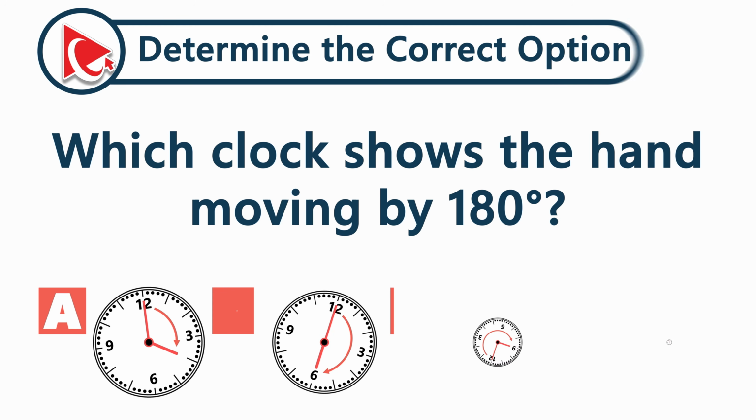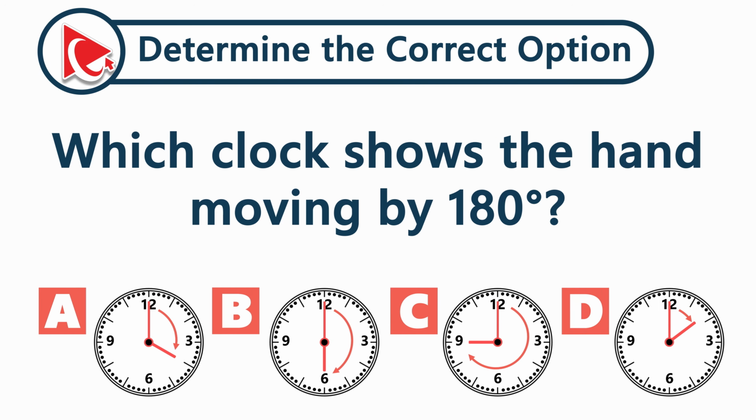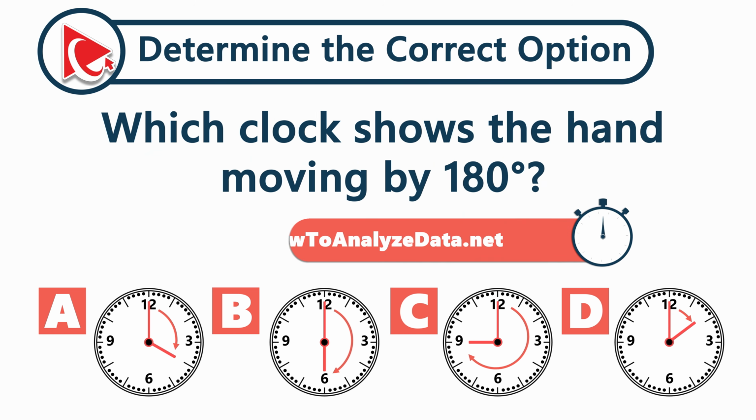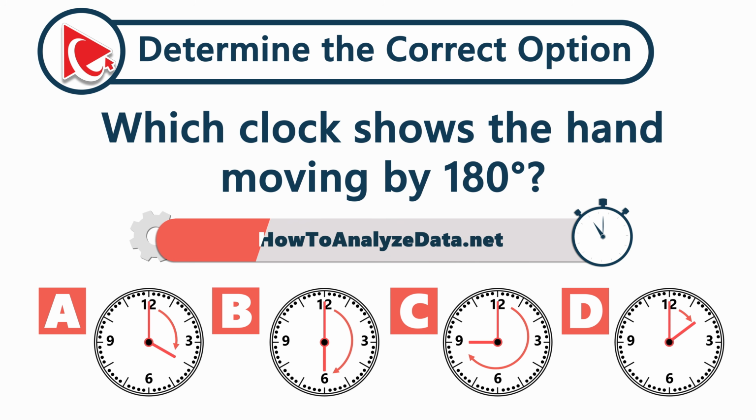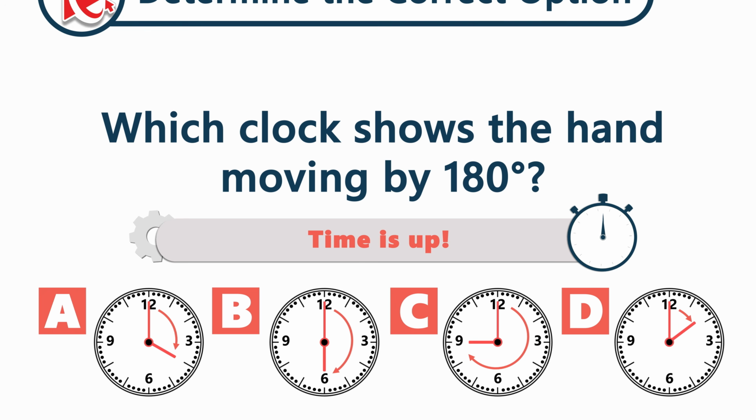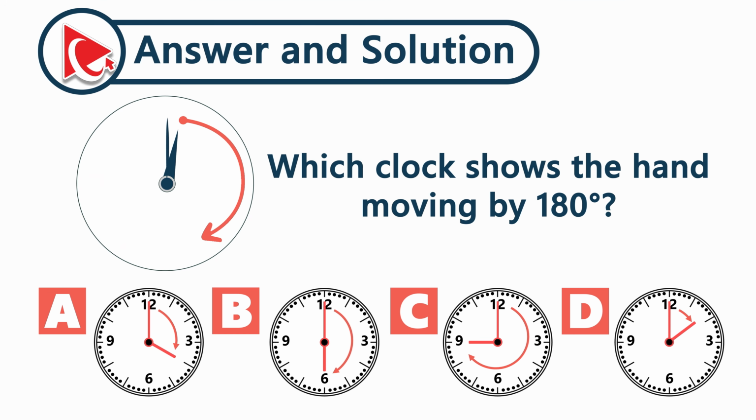You see 4 clocks. In each one, a hand has moved, but only one clock shows a perfect 180-degree turn. Can you find the right one? Look at the start and end points. Remember, a 180-degree movement means a straight line flip across the clock face.